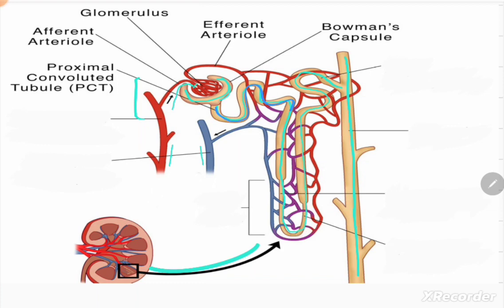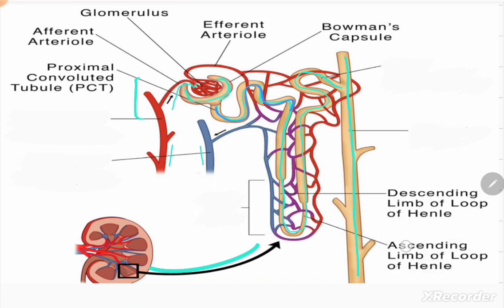We can see this structure. This U-shaped structure is known as the loop of Henle, and we can see that certain segments of this loop of Henle are thick, and this part here is thin. This part here is known as the descending loop of Henle because it is going downwards, and the part that is going upwards is known as the ascending loop of Henle.